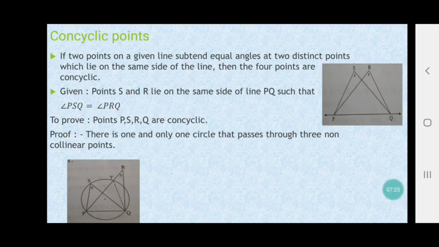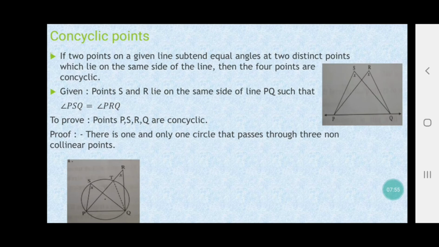Both angles are equal in measure and they stand on ray PQ. So their end points lie on the same line. From this we come to the conclusion that all these four points, that is point P, Q, R, S, are concyclic. So we are going to prove this now.